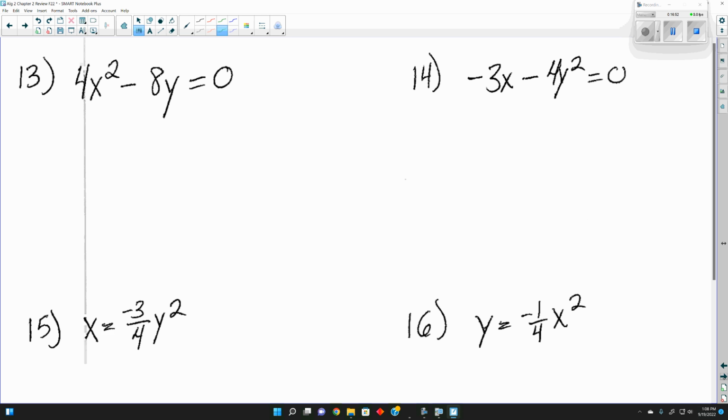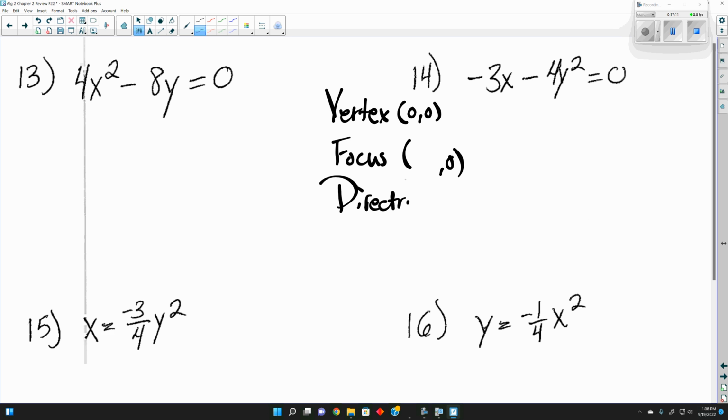We just need to get everything on the same side. But one of the things we do notice is that the y is being squared. So the vertex is understood to be 0, 0. Our focus is going to be p, comma 0. Our directrix, x equals negative p. And our axis of symmetry is y equals 0.